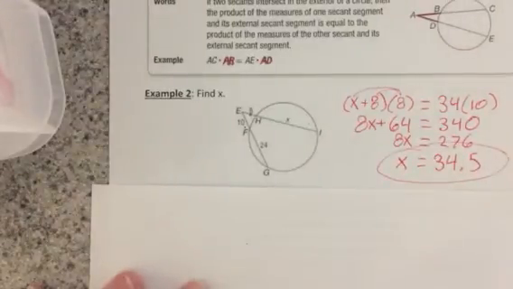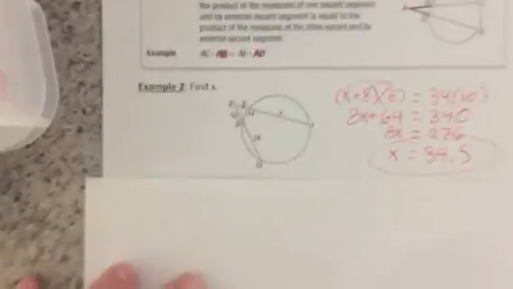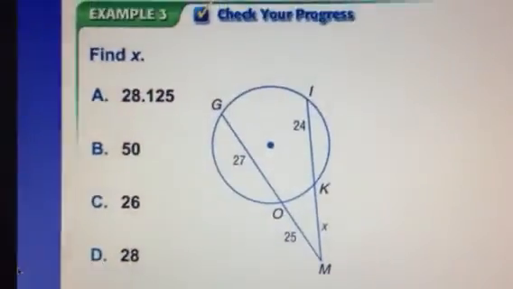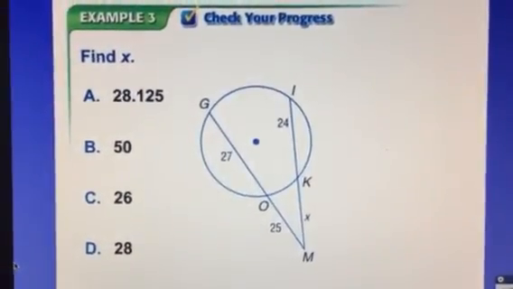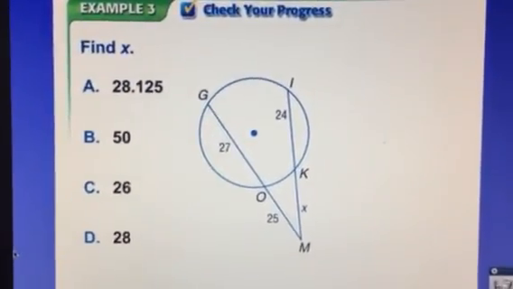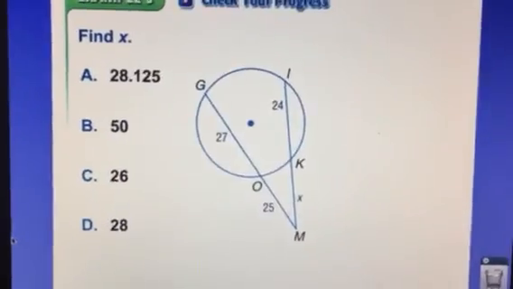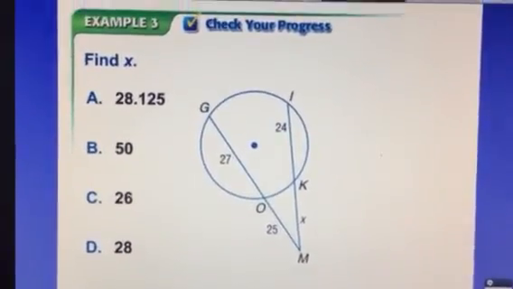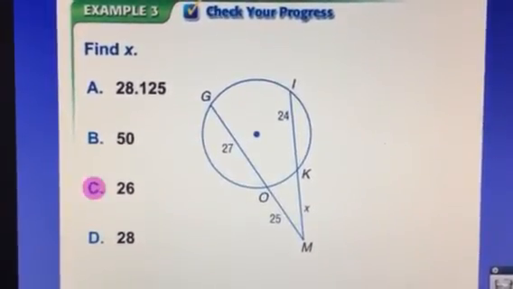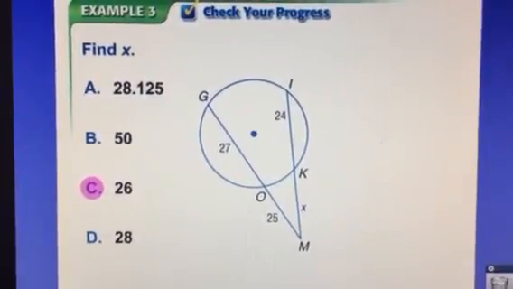Okay, I'm going to have you guys try one of these now. So here you go. There is your problem. You can pause it, see if you get the right answer. And the correct answer is 26. All right, we'll go on from there.